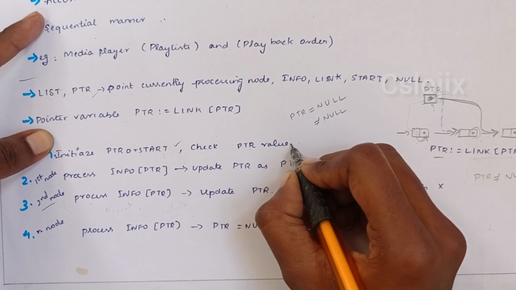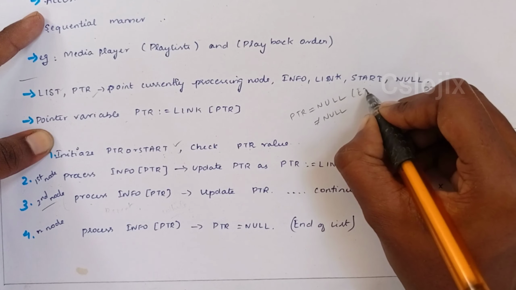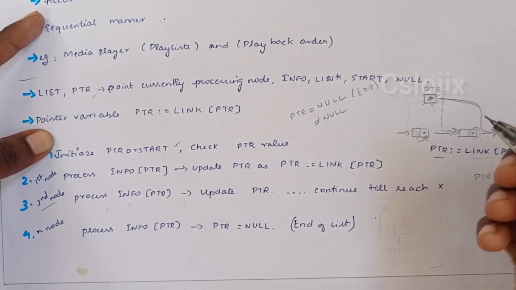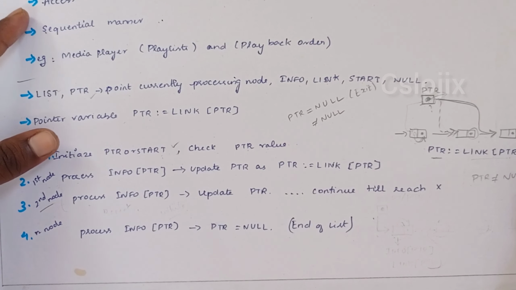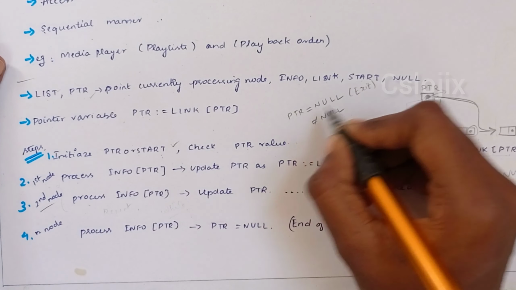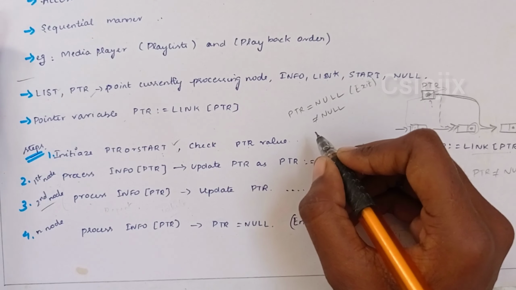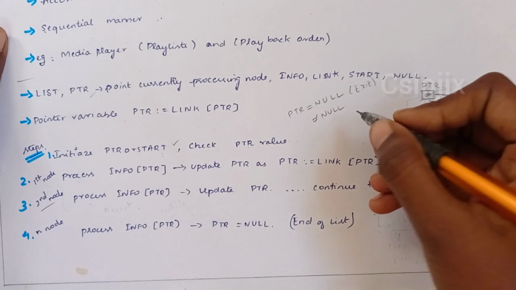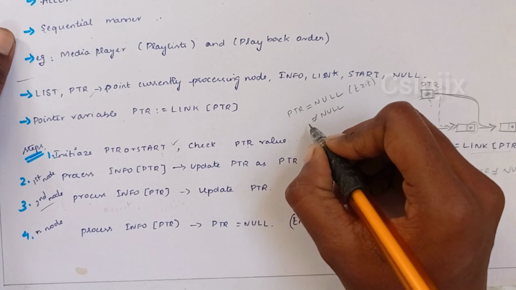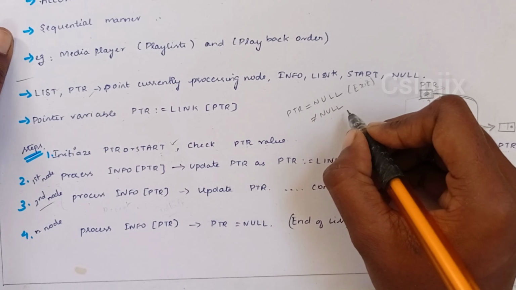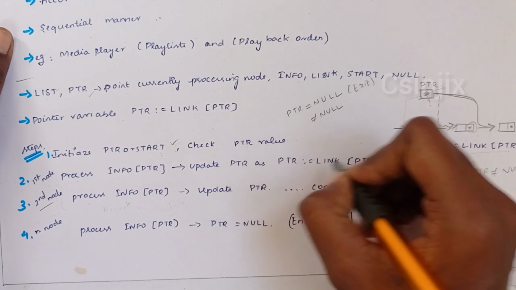So if it is null, it will exit automatically because it does not have any nodes. We need not waste our time by processing nodes. So once it is null, we can exit the loop, we can exit the algorithm itself. But while it is not null, we need to do some steps.